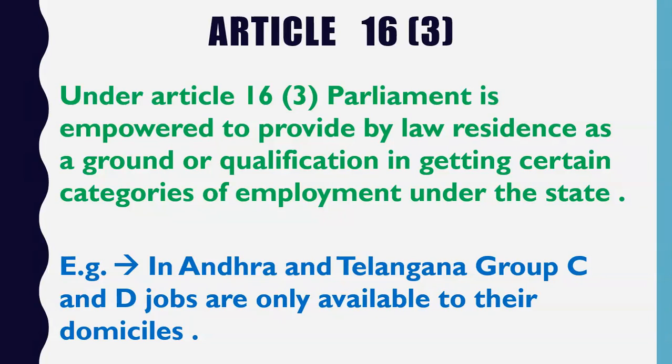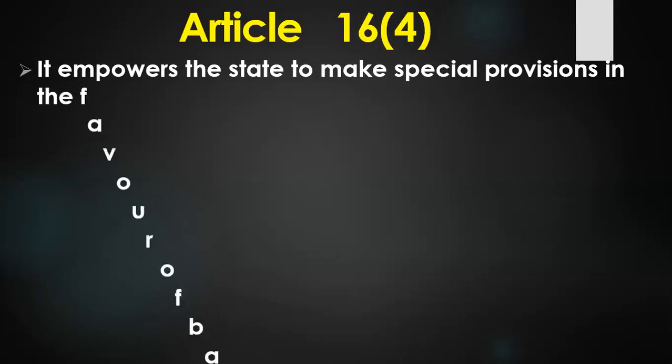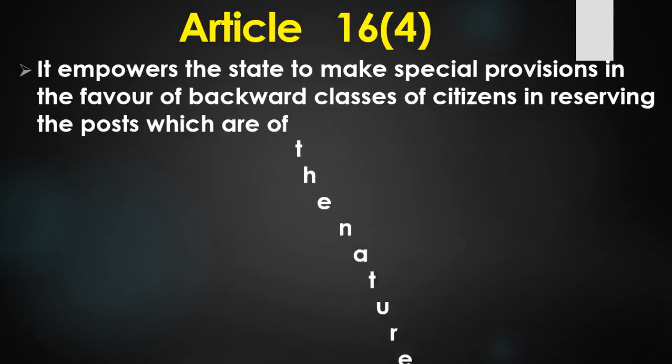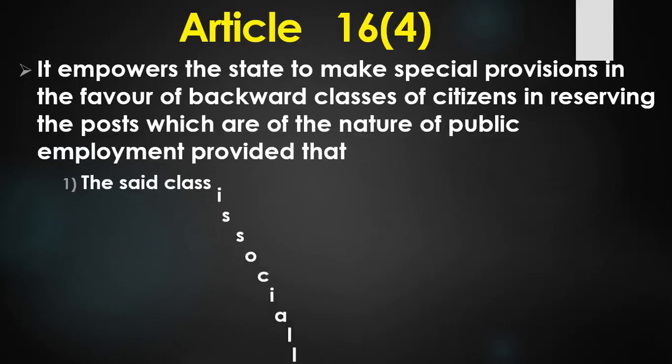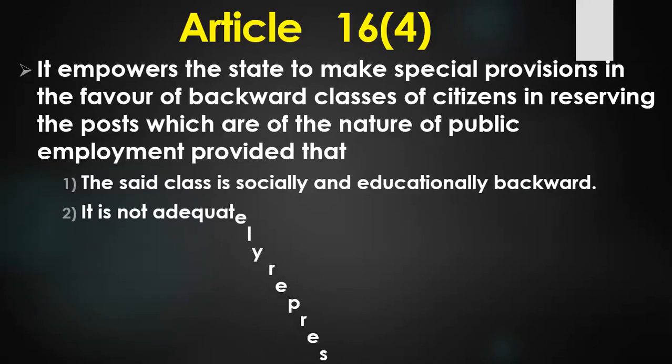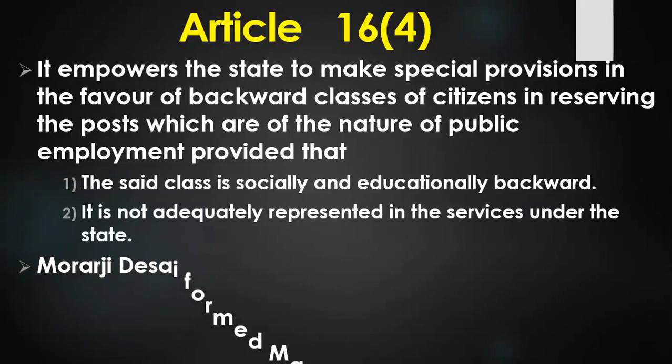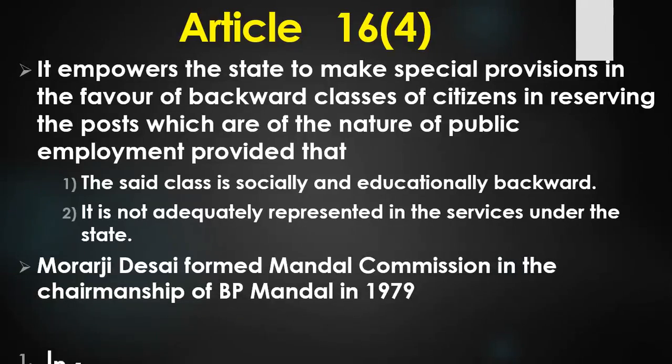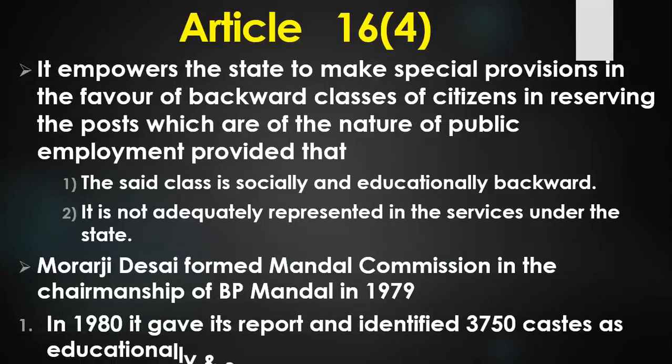So what Article 16 Clause 3 says is that Parliament has the power to make a law and to declare that this particular category of job can only be done by the domiciles of that state. Okay, so this is Article 16 Clause 3. Now friends, what is Article 16 Clause 4? Article 16 Clause 4 empowers the state to make special provisions in favor of backward classes of citizens in reserving the posts which are of the nature of public employment, provided that, first, the said class is socially and educationally backward, and second, it is not adequately represented in the services under the state.